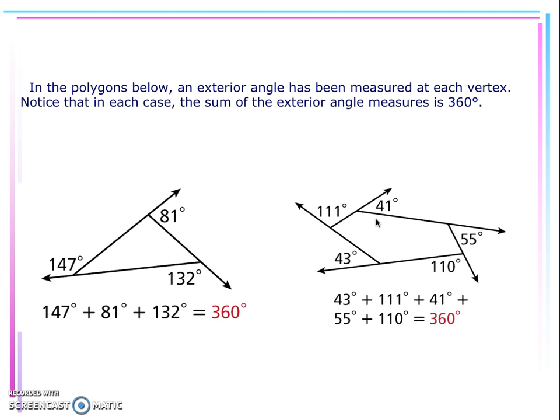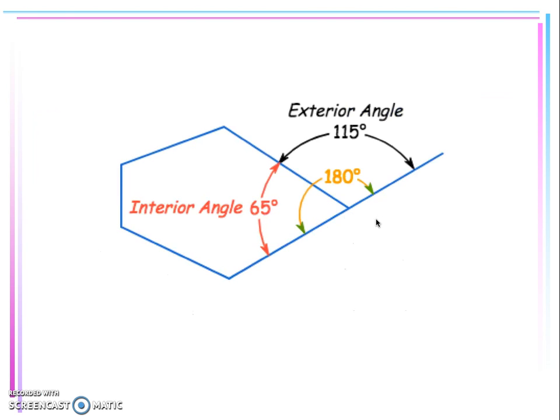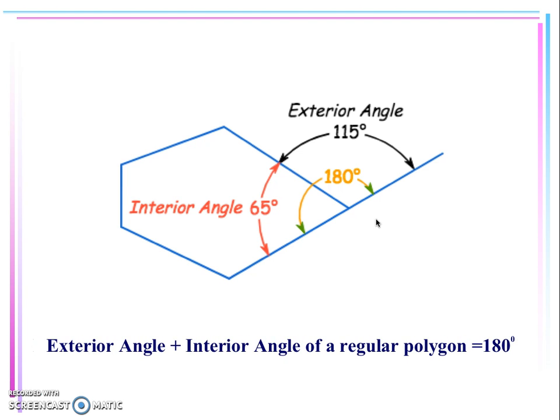Even in these two differently shaped polygons, the exterior angles still add up to 360 degrees. The interior angle and exterior angle, when those are added together, equal 180 degrees. All right, so the inside and outside angle added together in a regular polygon equals 180.